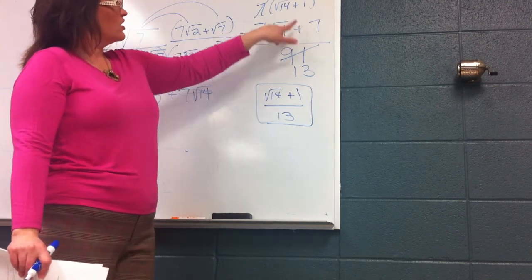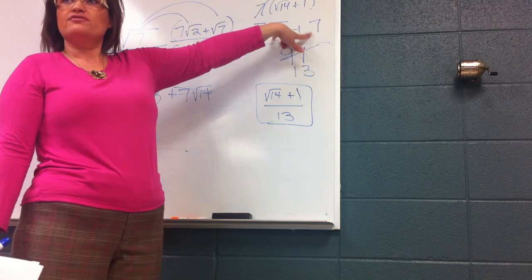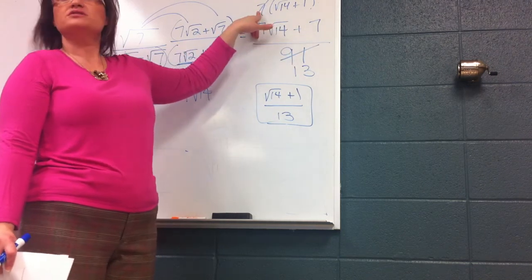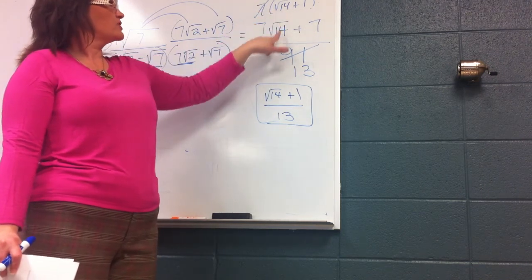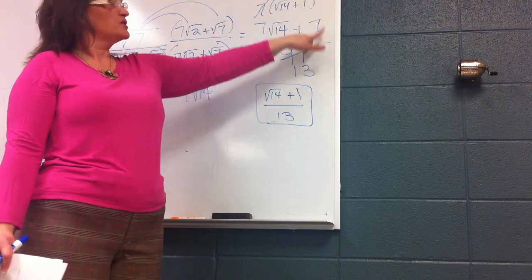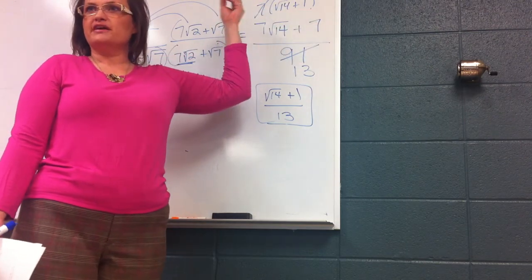I factored the common 7 out, like a GCF. I brought that out of the two terms. And then I said 7 times square root of 14 is that. And 7 times 1 is that. So I sort of undistributed the 7, factored it out.